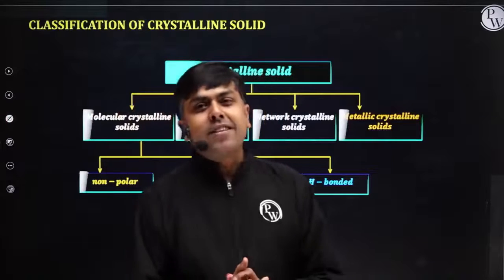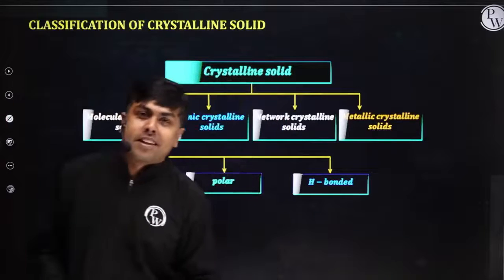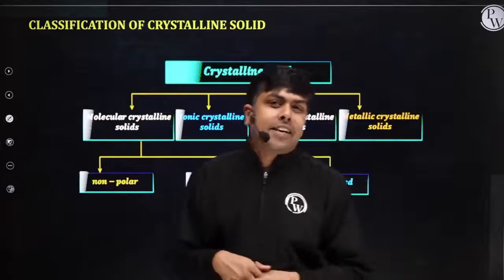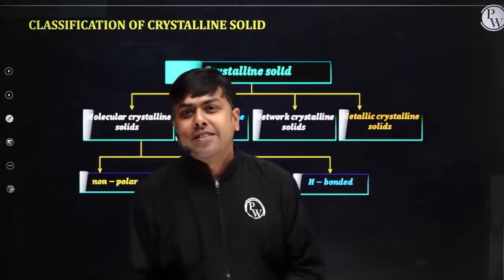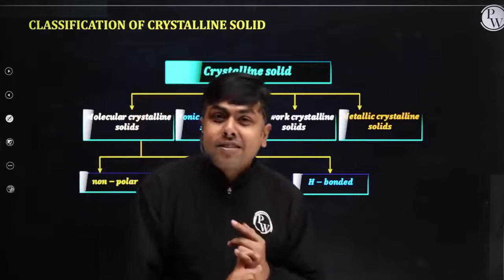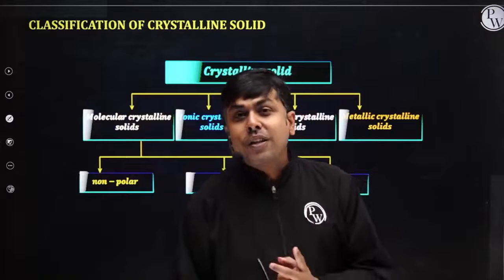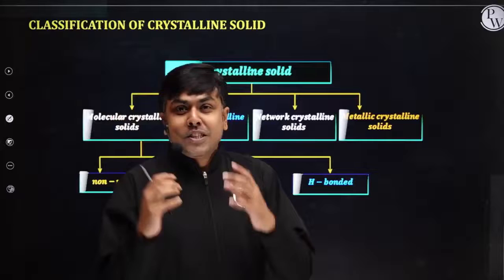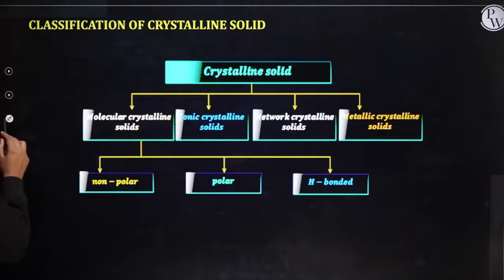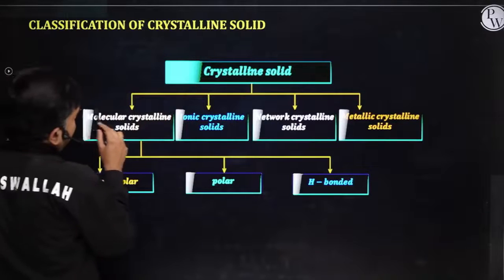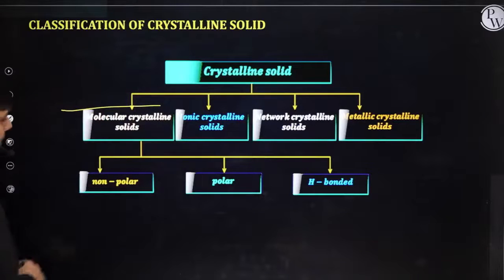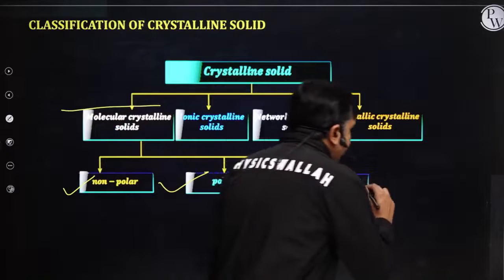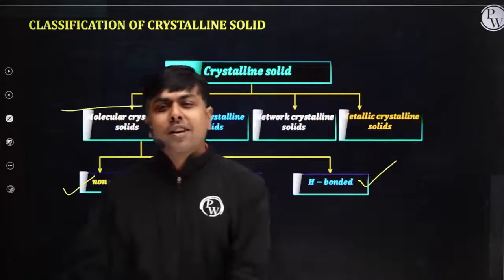Students, on the basis of intermolecular force of attraction operating between the constituent particles, crystalline solids are divided into 4 different categories. The first one, molecular solid. Second one, ionic solid. Third one, network solid. And the fourth one is metallic solid. If I talk about molecular crystalline solid, it is further divided into three different categories: non-polar molecular solid, polar molecular solid, and H-bonded molecular solid. We'll discuss one by one.